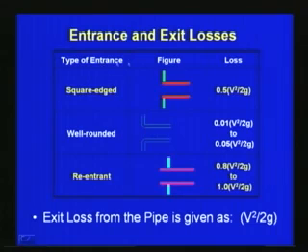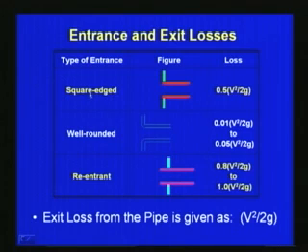Also, we have seen minor losses other than the expansion or contraction, such as various pipe fittings or pipe junctions. And then also when the flow enters, for example, from a reservoir to a pipe or from a tank to a pipe, or when flow passes from the pipe to a tank or reservoir, there are entrance and exit losses. Here, with respect to various parameters in this slide, the type of entrance and the loss coefficients are tabulated in this table.